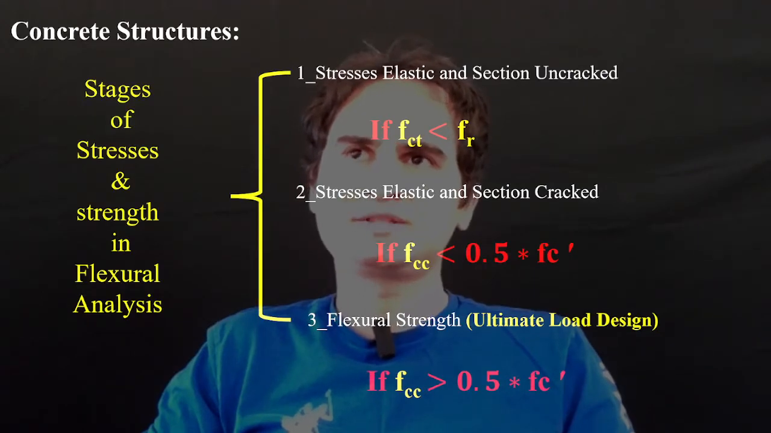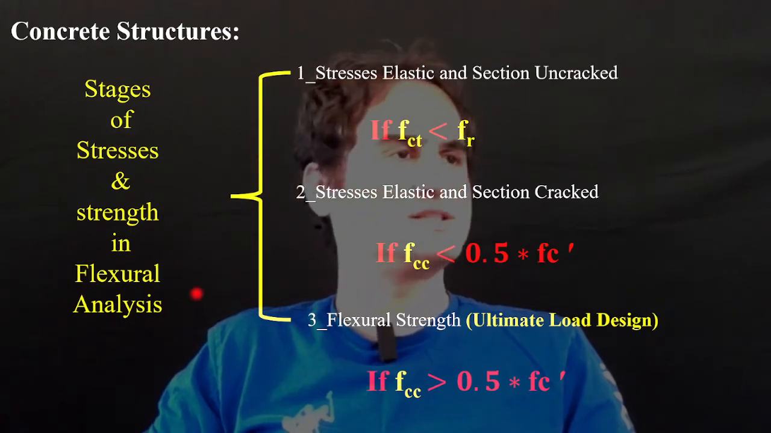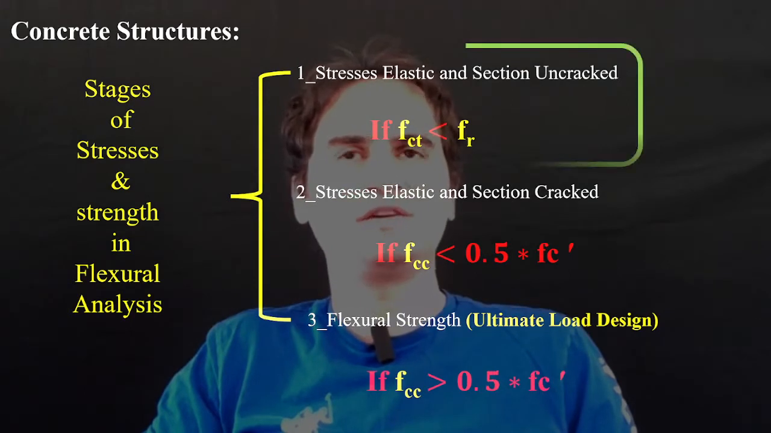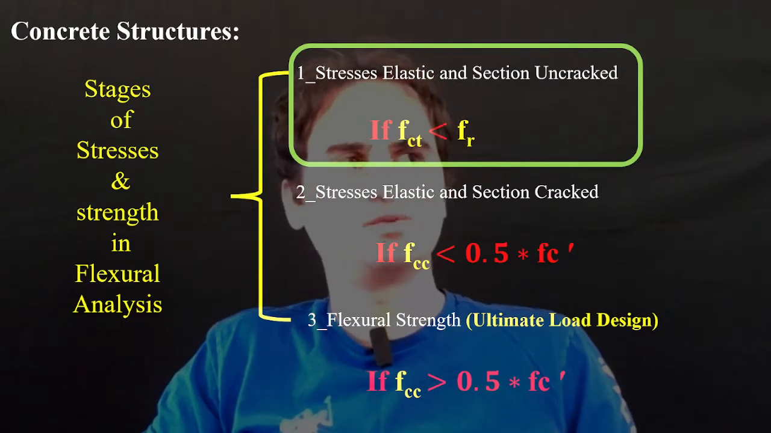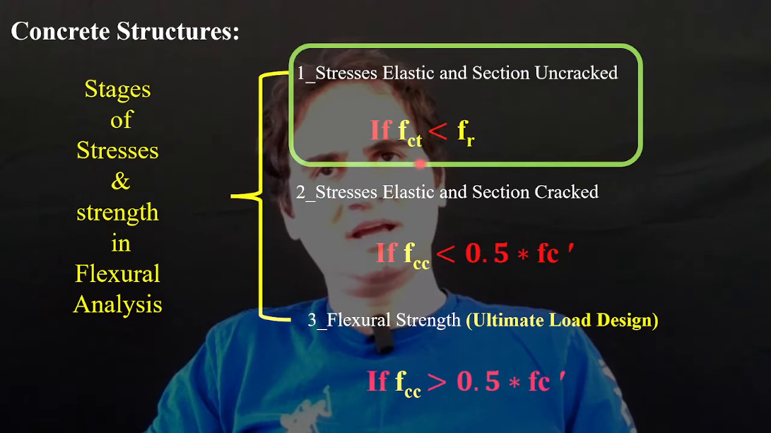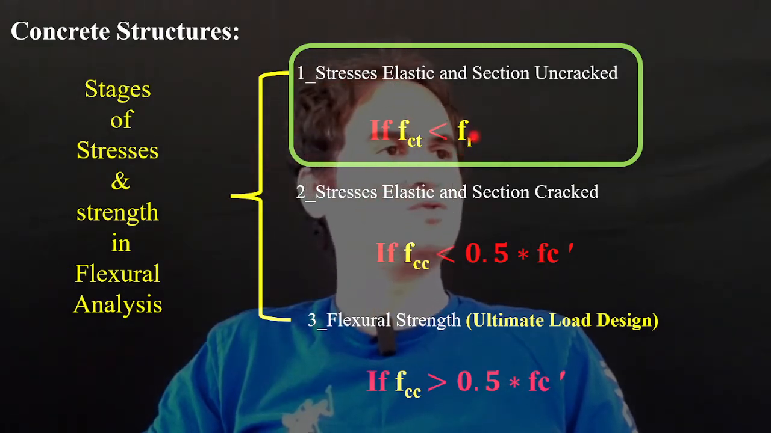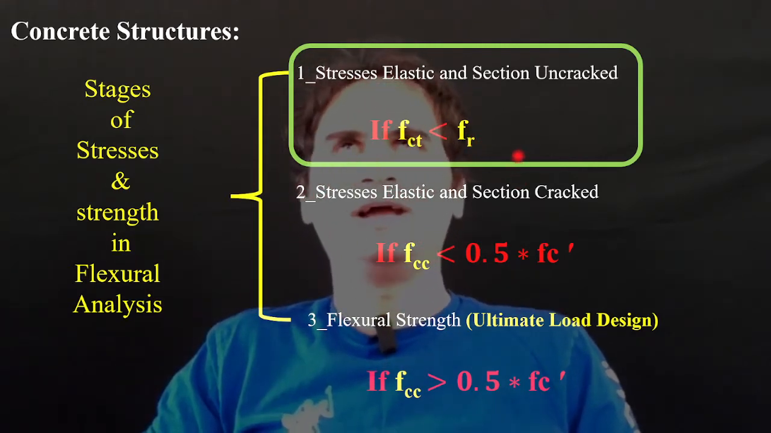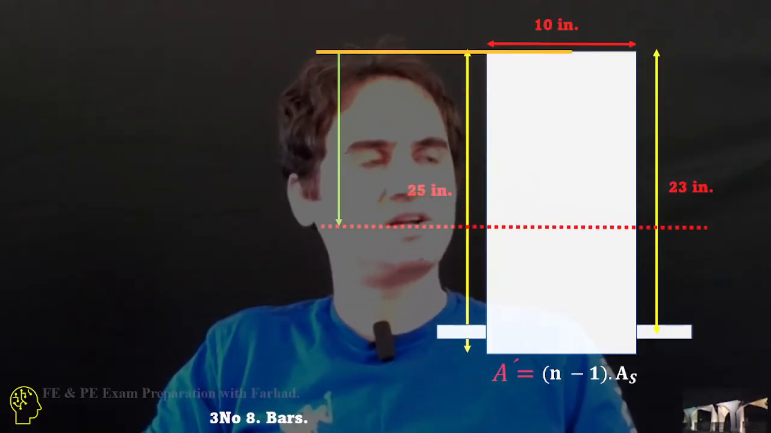Next, we see which stage of stress in flexural analysis the cross section is at. We assume the very first category, elastic stress and uncracked section, so we have an intact cross section. We assume fct, the tensile stress in concrete, is smaller than the modulus of rupture, provided as 475 psi, and then we verify it. So let's proceed, that's the easiest analysis.